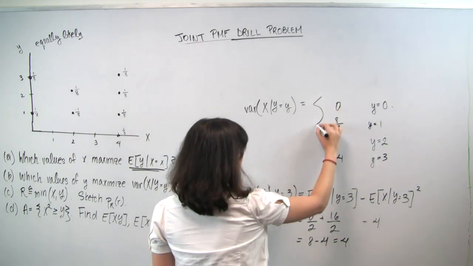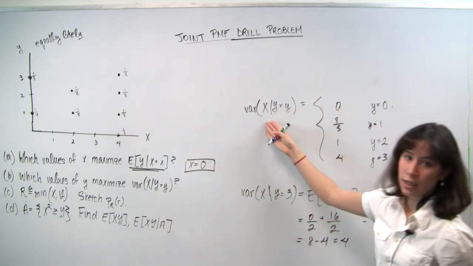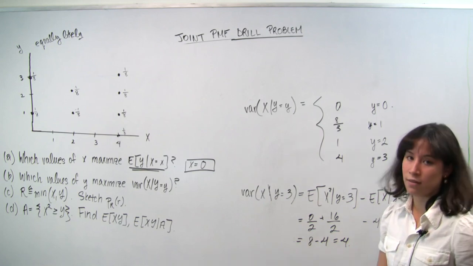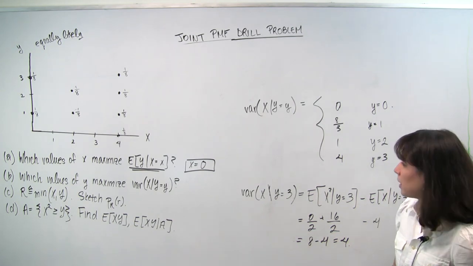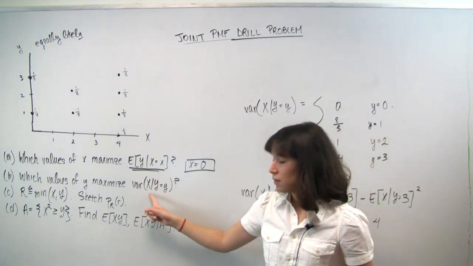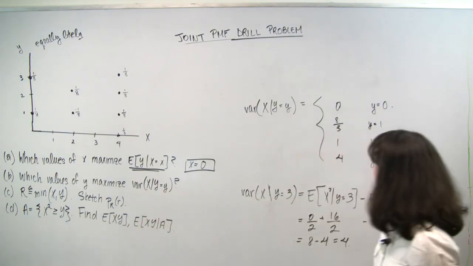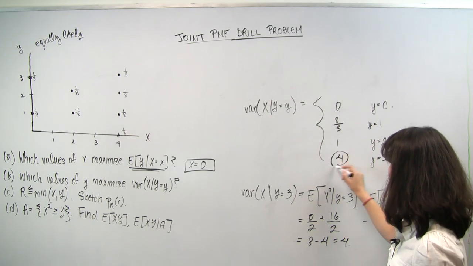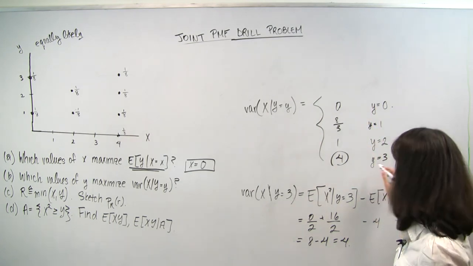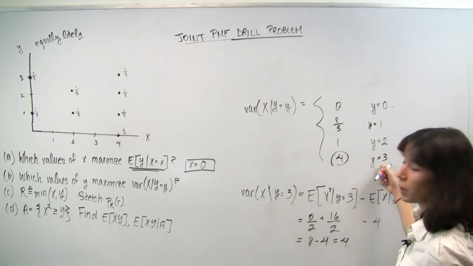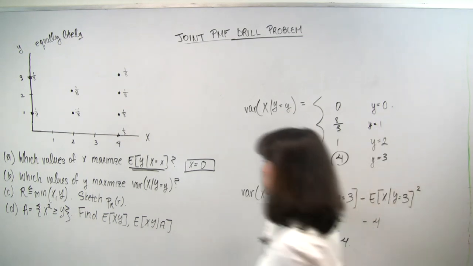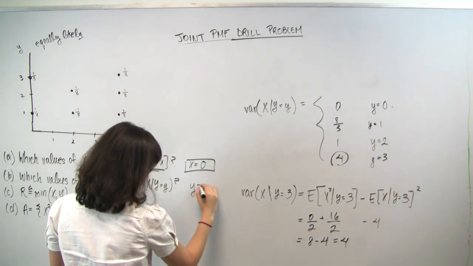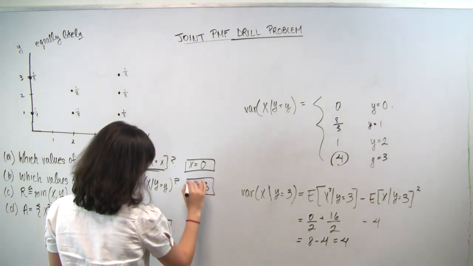So finally, after all that computation, we are done. We have the conditional variance of x given y. Again, we're interested in when this value is largest. And we see that 4 is the biggest value in this column. And this value occurs when y takes on a value of 3. So our answer over here is y is equal to 3.